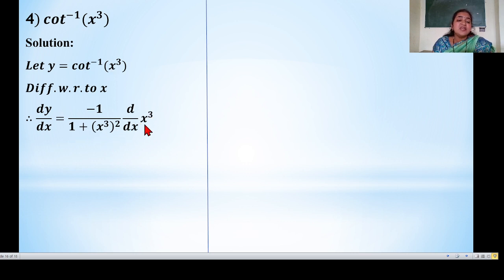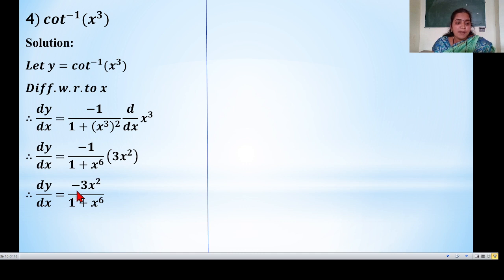And again find the derivative of x cube. So we get dy by dx is equal to minus 1 upon 1 plus x raised to 6, and the derivative of this term is 3x square. So we get the final answer: dy by dx is equal to minus 3x square divided by 1 plus x raised to 6. Now next, cos inverse of 4 raised to x.